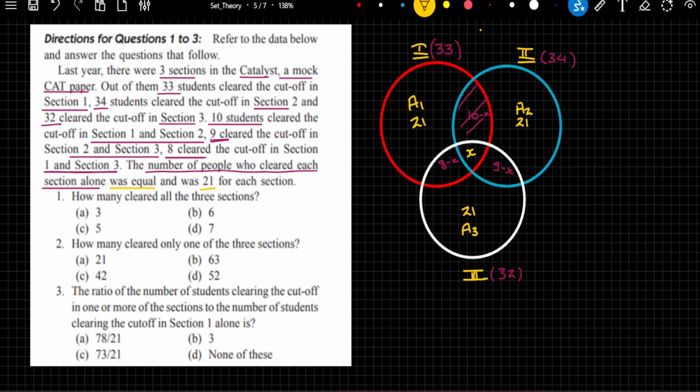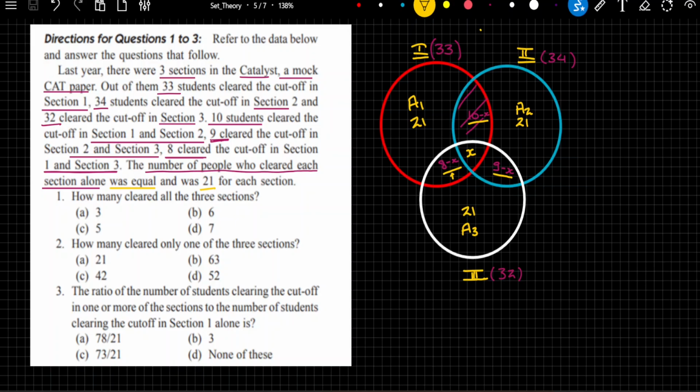So if I ask you what 8 minus x is representing, you would say, sir, 8 minus x is representing students who have only cleared cutoff in section 1 and 3. Or I could say the same thing as, these are the number of students who have cleared cutoff in section 1 and 3 but not in 2. Likewise, if I ask you what 9 minus x is representing, you would say, sir, 9 minus x is representing the number of students who have cleared cutoff in section 2 and 3 but not in section 1. Right? So the value of these three regions are going to be 10 minus x, 8 minus x and 9 minus x. Once you do this, it's very easy to get the answer now.